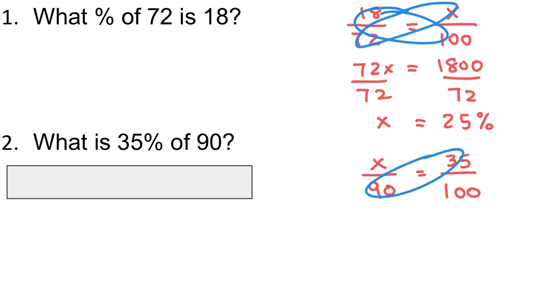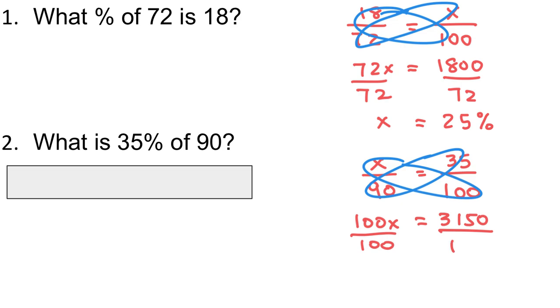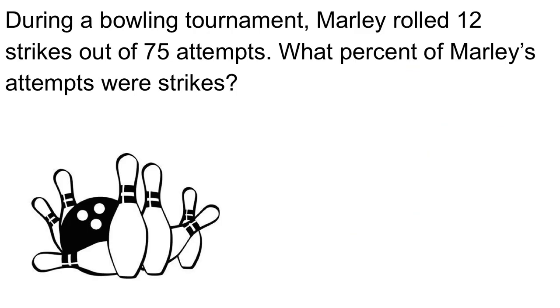Now I follow my same cross multiplication steps, and x times 100 is 100x. Sorry, wrong color. 35 times 90 is going to be 3,150. I divide both sides by 100, and x is going to be 31.5. That is the part out of 90 that represents 35%.